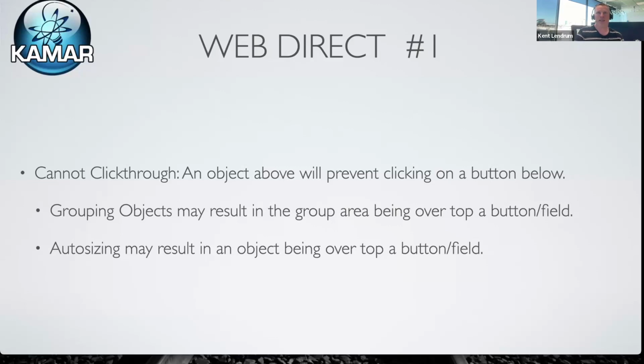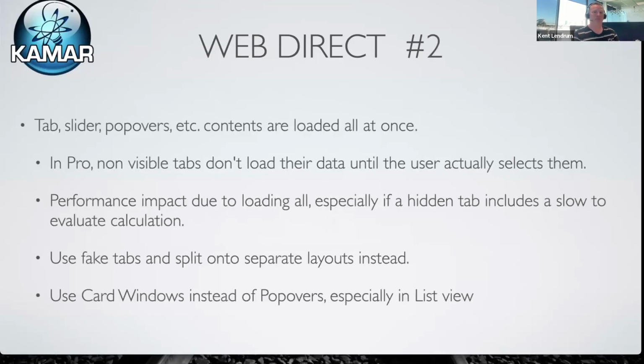We know that, but the one that still gets us is auto resizing can affect a grouped object overlapping a button. That's when you get weird things where it works sometimes, but not others, depending on the size of the user's web window. And I have an example of one I've just fixed recently to show you what I mean by that one later. So that's the first gotcha.